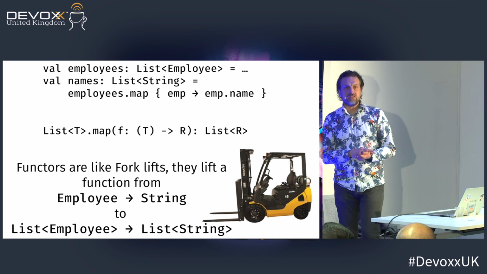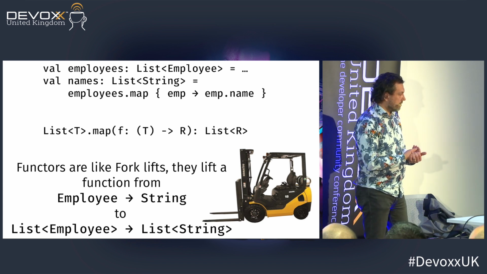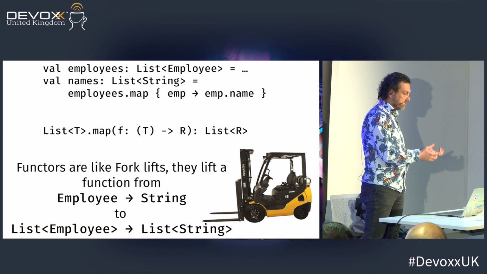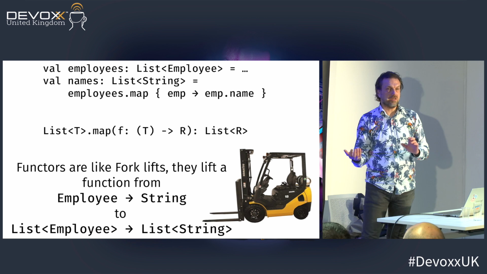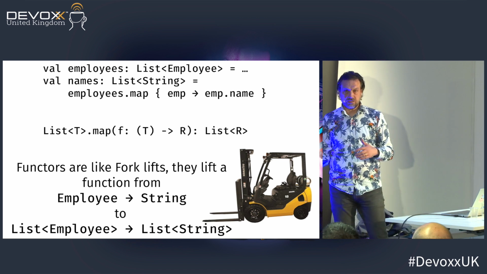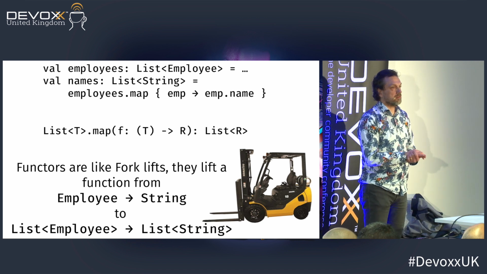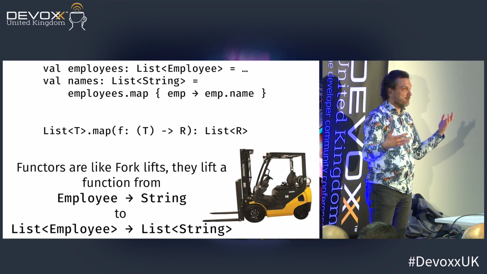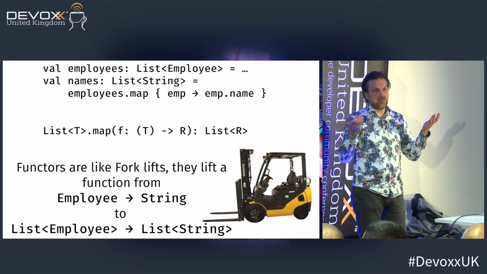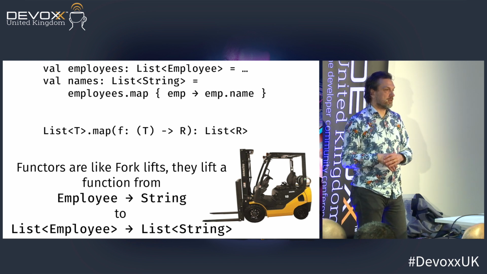And the other similitude is that a functor is a bit like a forklift, because you have a function from an employee to a string, and you transform it into something from a list of employee to a list of strings. And it can be an optional employee to an optional string. It can be a reader of employee to a reader of string. It doesn't matter what the functor is, but we transform our object. We lift the function, basically. And any functor can lift the function and transform it into the other category.